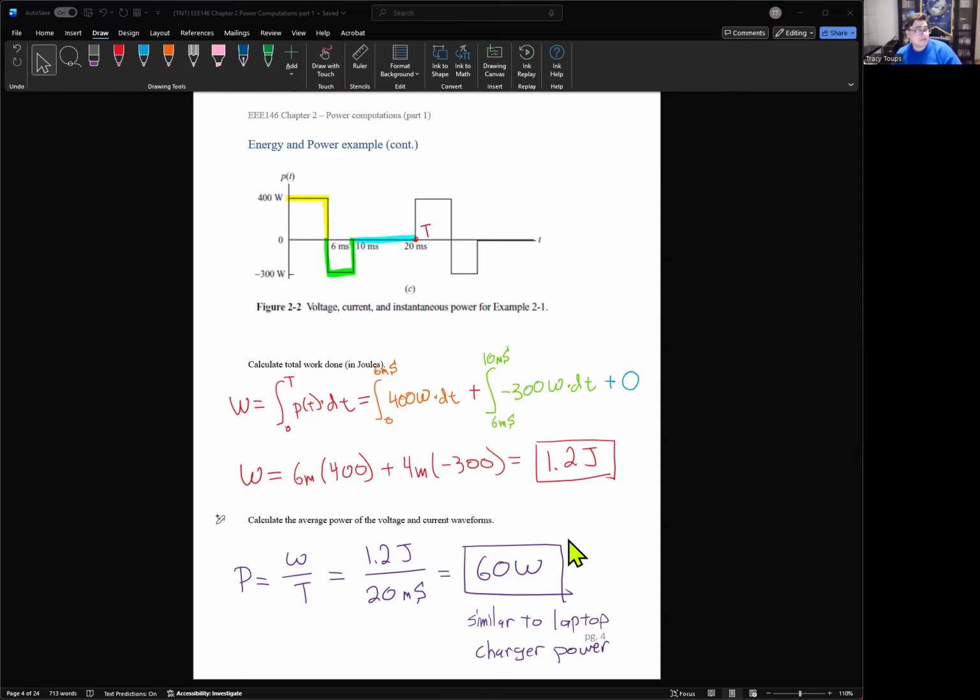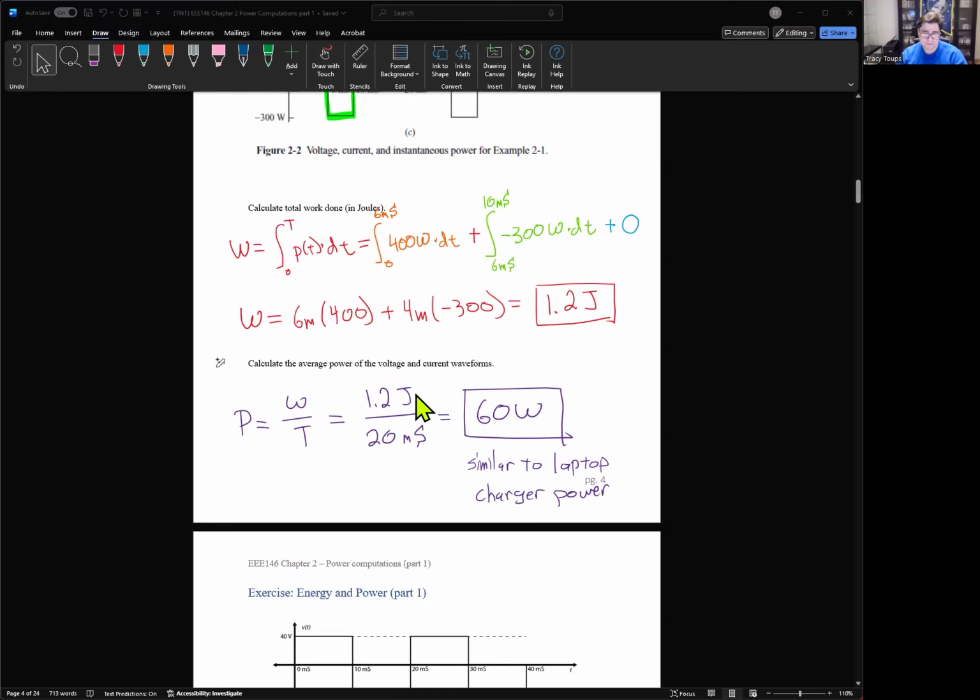But this is nothing compared to a microwave. A microwave runs at like 1,000 or 1,500 watts. So just in terms of appliances, that's kind of giving an idea of what 60 watts means to you. Even though 1.2 joules isn't that much, we did it in a very short window, 20 milliseconds, very, very tiny. So we end up getting a pretty sizable amount of power out of this circuit. So that's how you calculate energy and power in any circuit.